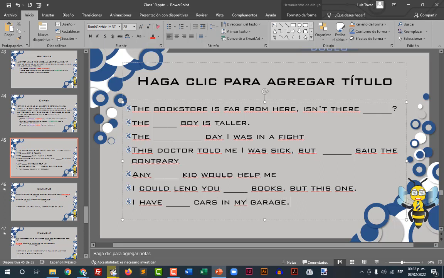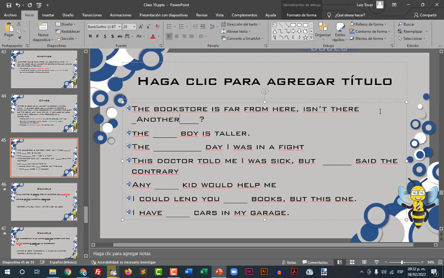Okay, let's do this exercise. How would you complete exercise number one? The bookstore is far from here. Isn't there... other? Another? Another is the answer, that's right. As you can see here, it says "isn't there," so we're talking in singular. So we should use another, because the question is singular.